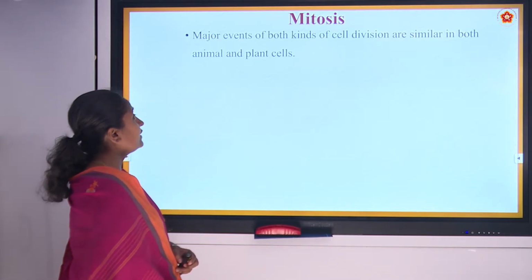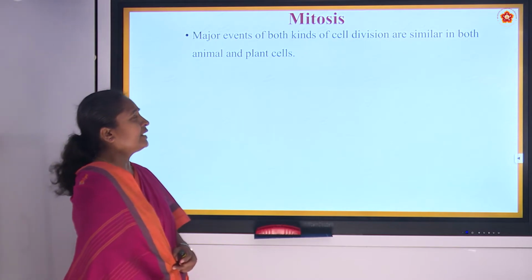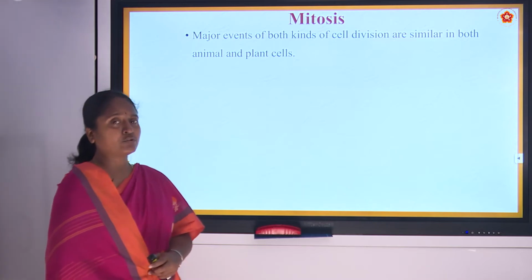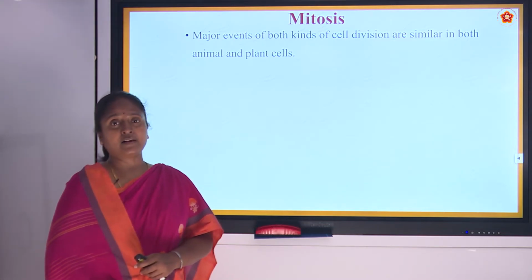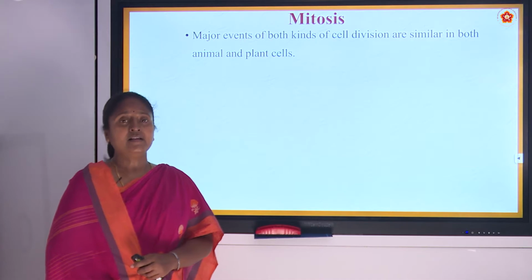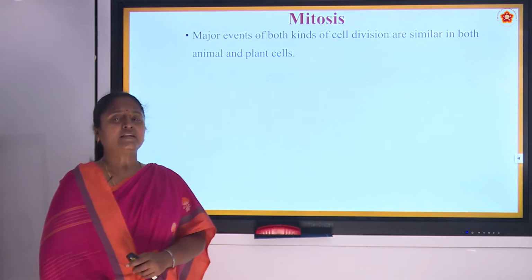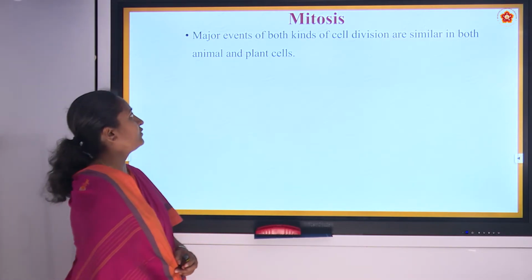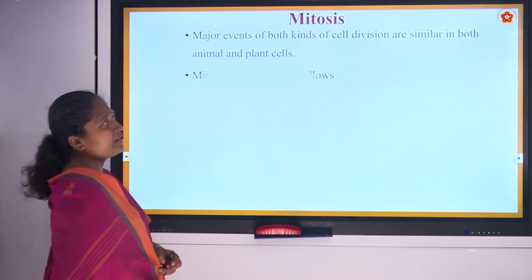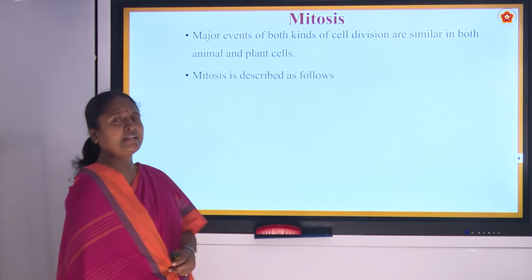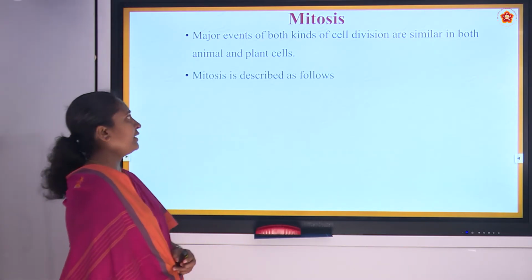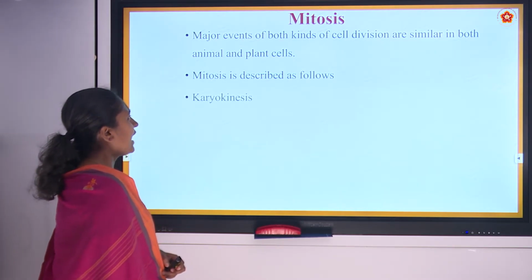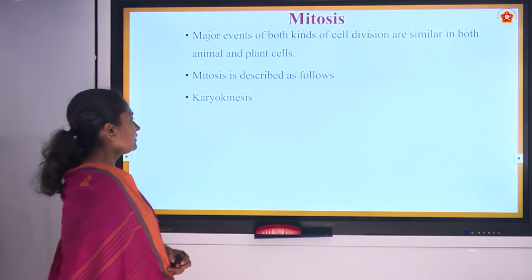To start with, it is a major event that takes place in cell division, and it is similar in plant cells, animal cells, and also yeast, which is a fungal cell. So in any of these organisms, if it has to undergo division, this is the process by which it divides. It has a similar kind of organization and the events which take place in all these cells. Mitosis is described as karyokinesis and cytokinesis.